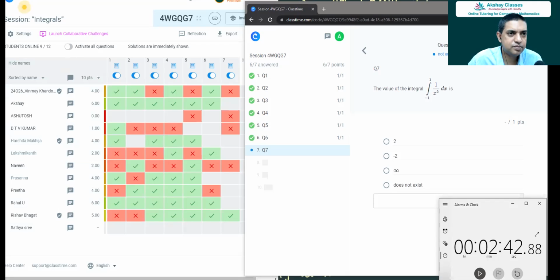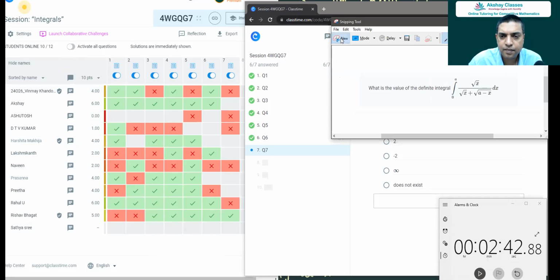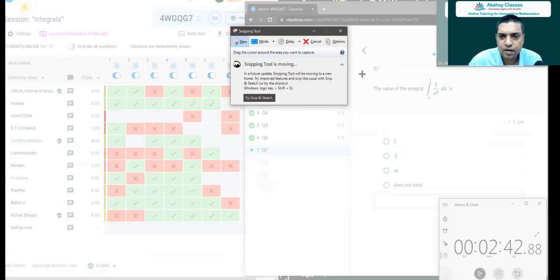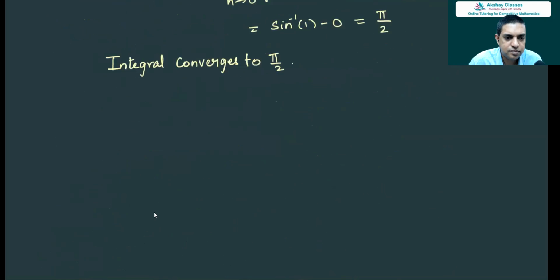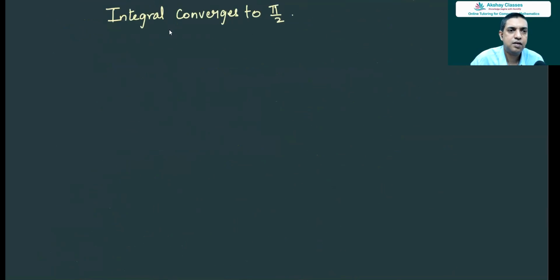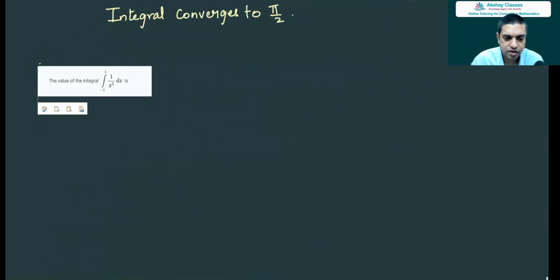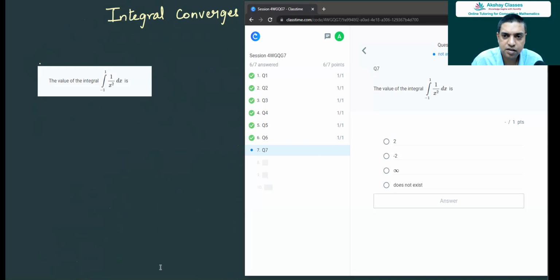Okay, 5 of you, of which 4 of you got a wrong answer. All right, now just look at this. This is apparently a very simple looking integral. So in class time, the question number is 7.